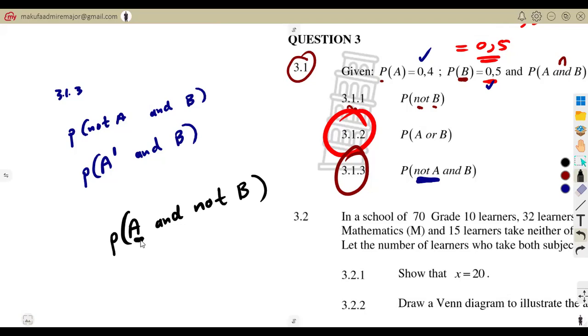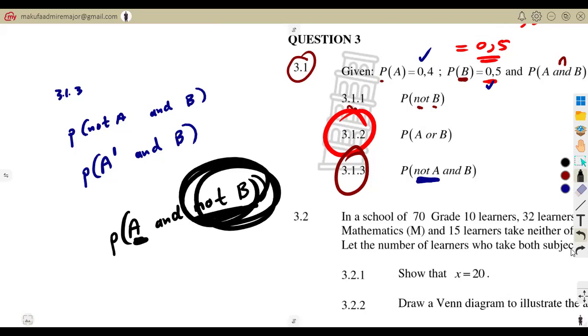That is, A is on its own. The not there is not in B. It is not affecting A. It is not in B. This is B complement. So be careful. Be very, very careful.